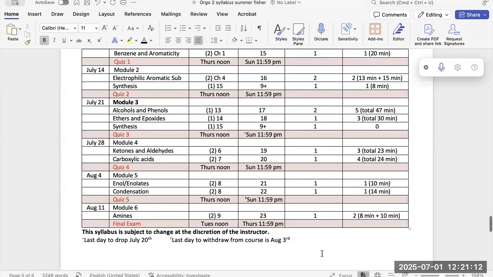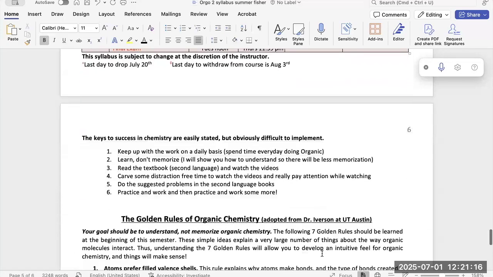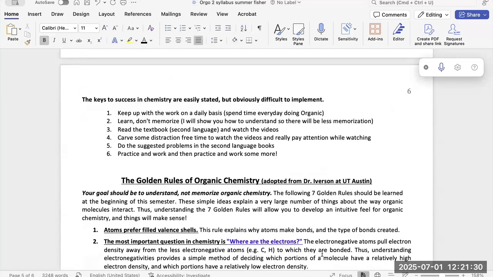Okay, the last day to drop is July 20th, and the last day to withdraw is August 3rd, just for your reference. My keys to success, in other words, if you want to get an A in the course, here's what I would do. I would keep up with the work on a daily basis. Spend time every day doing some organic. Learn, don't memorize. I will show you how to understand it, so there'll be less memorization.